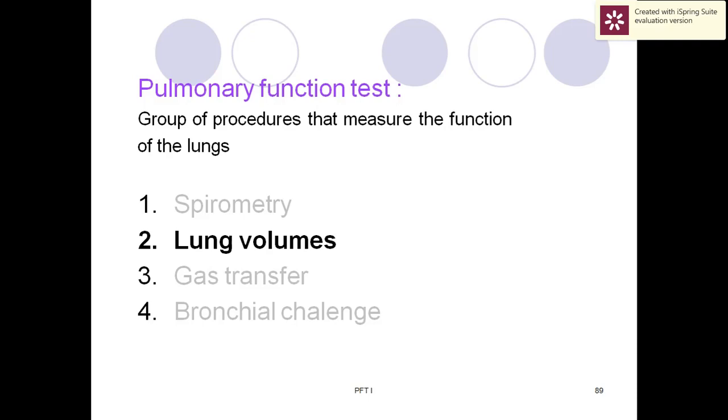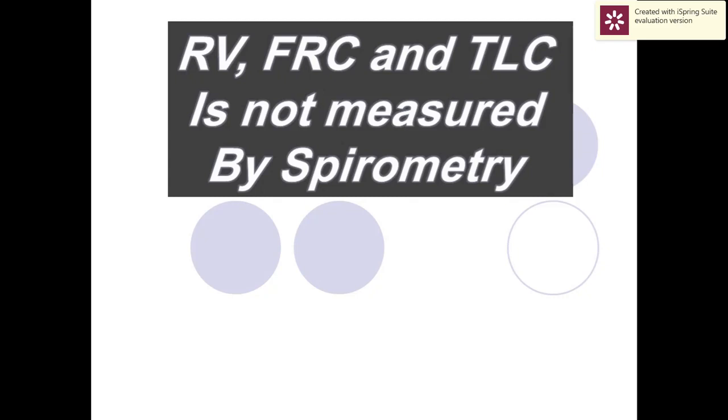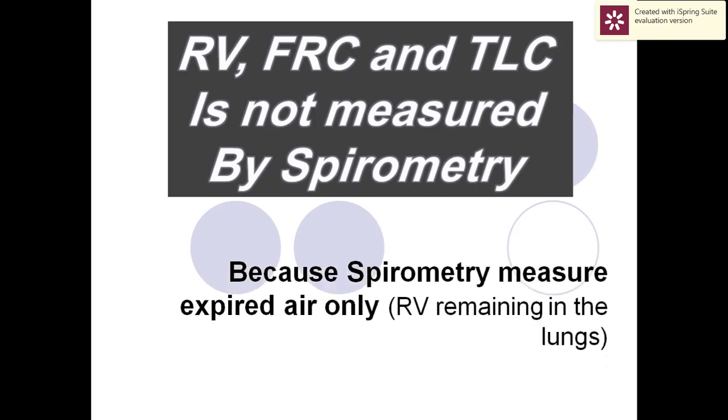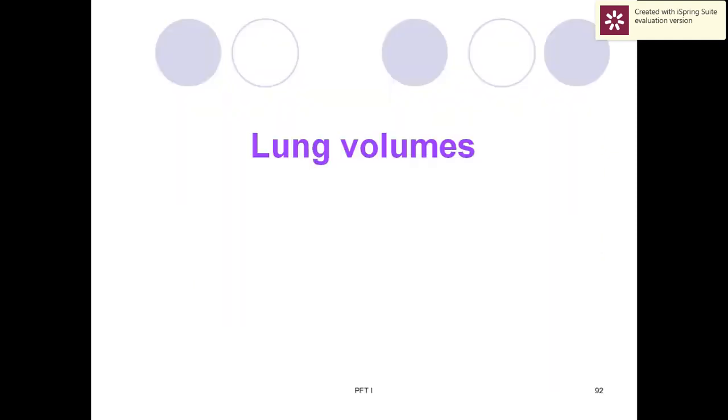الجزء الثاني من محاضرة Pulmonary Function Test. كنا قد وصلنا للحديث عن lung volumes. حكينا أن residual volume وال functional residual capacity and total lung capacity cannot be measured by spirometry. وكان السبب أن الspirometer can measure the expired and inspired air only. So the residual volume which will be remaining in the lungs cannot be measured. So we cannot measure the total lung capacity and functional residual capacity.